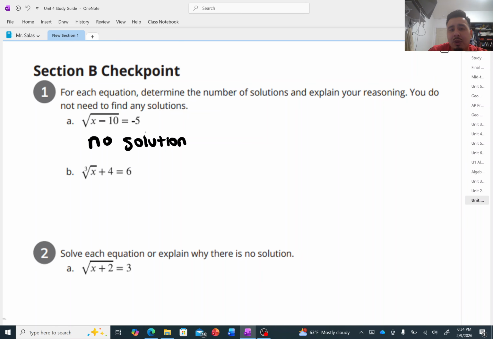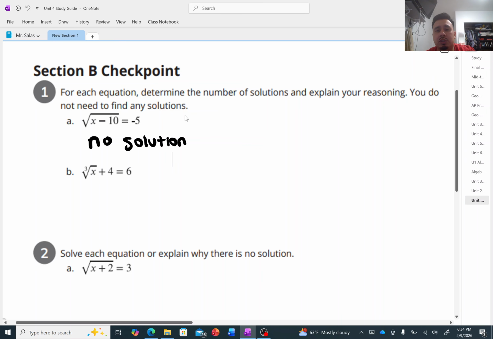Again, the only reason I say no solution is because they just told me, just by looking at it, can I find any solutions? And if they would have told me, okay, figure out the complex or figure out the imaginary or figure out the non-real, then I would go ahead and use my imaginary numbers. But right here, they're not telling me to use imaginary or complex or non-real, so I'm just going to stick with no solution. Okay, so the wording matters.